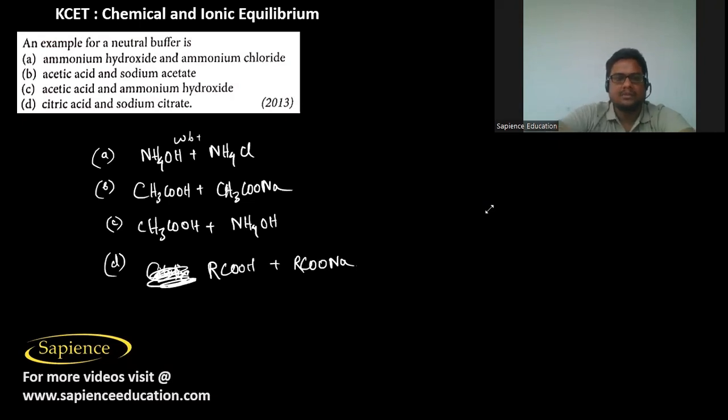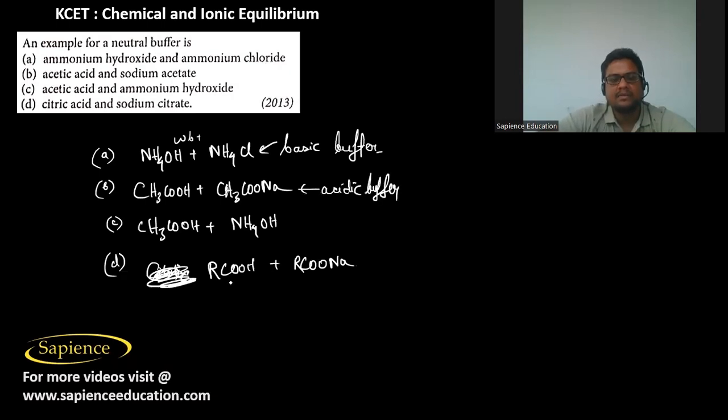So here it is a weak base plus the acidic salt of the weak base. So it is a basic buffer. And here we have a weak acid and its basic salt. So it is an acidic buffer.